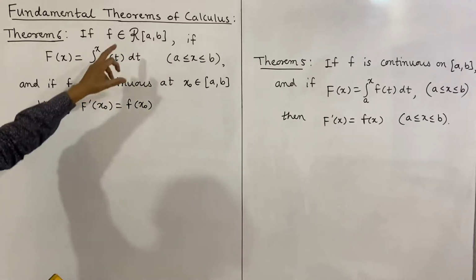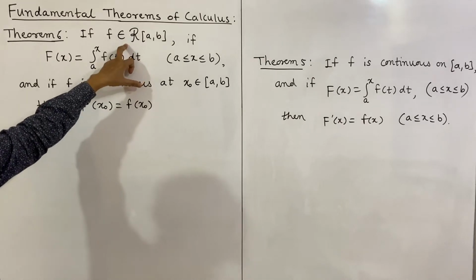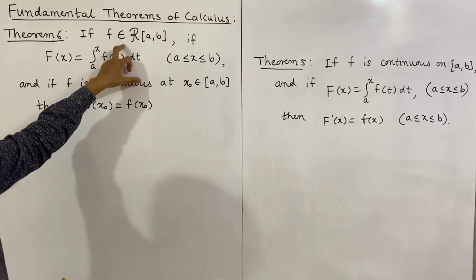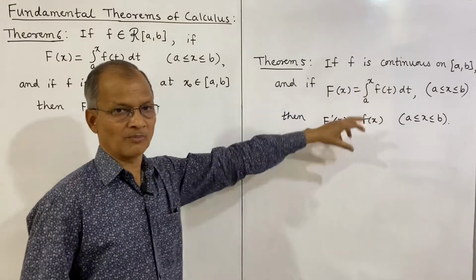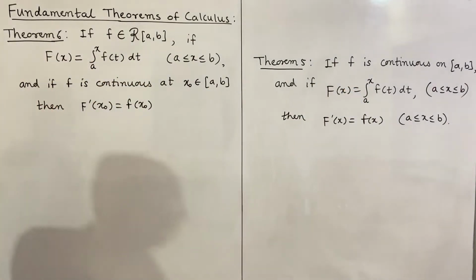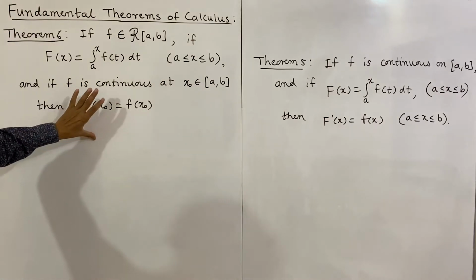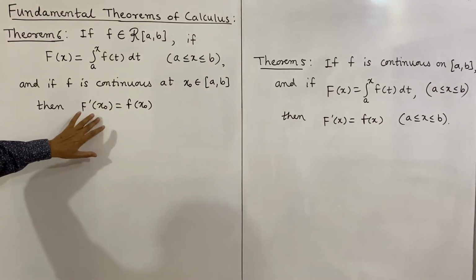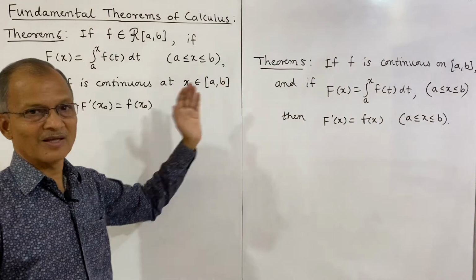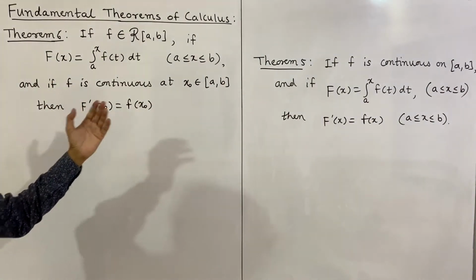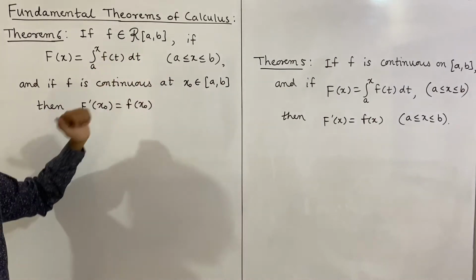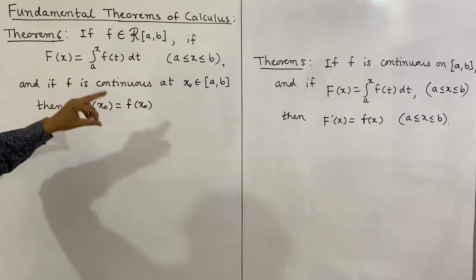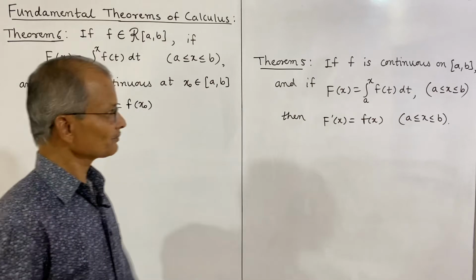That means there may be a countable number of points at which f may not be continuous, but here f must be continuous at every point. That is the difference in the first condition, and therefore this theorem is the improvement of that theorem. That is, the general case is considered here. Here the condition is strong, here this condition is somewhat weak. And the second thing is, this condition is the same.